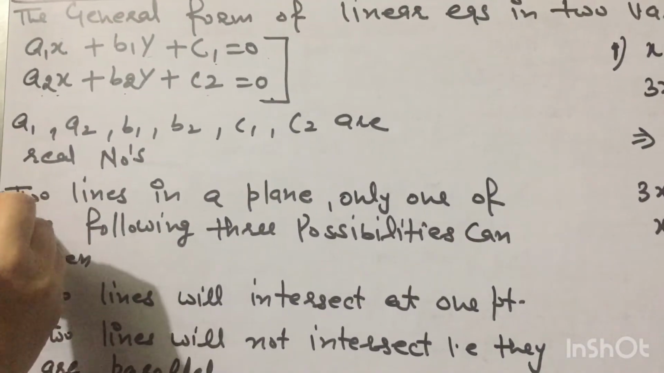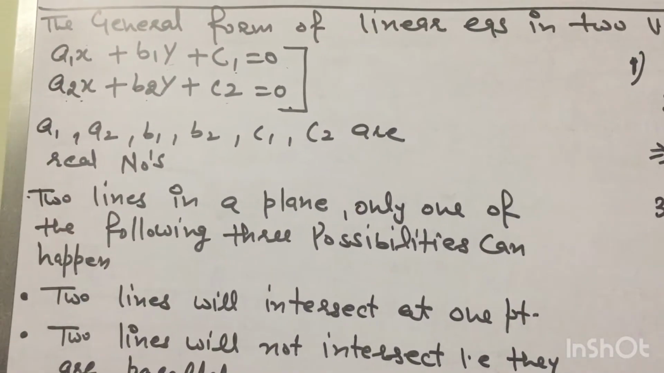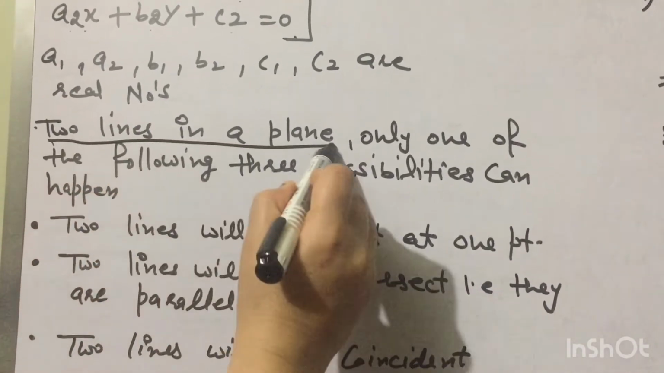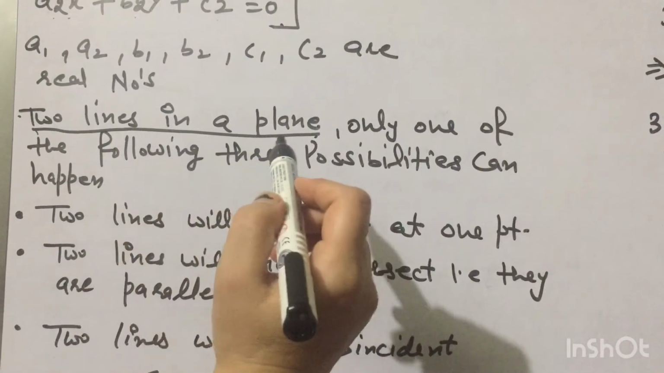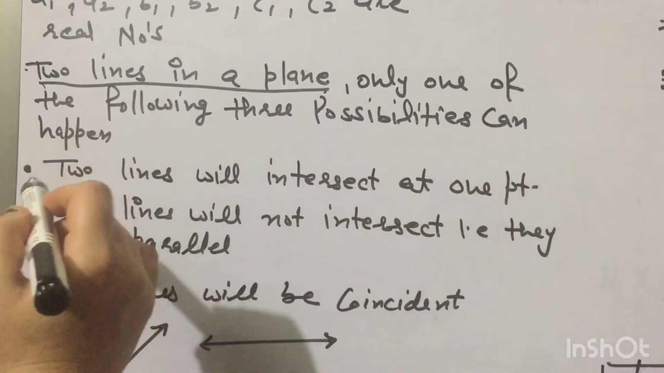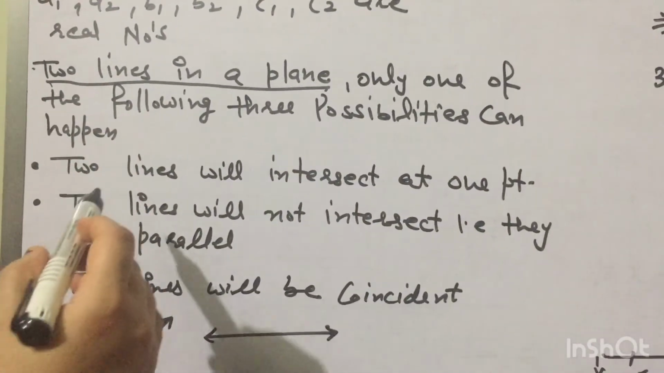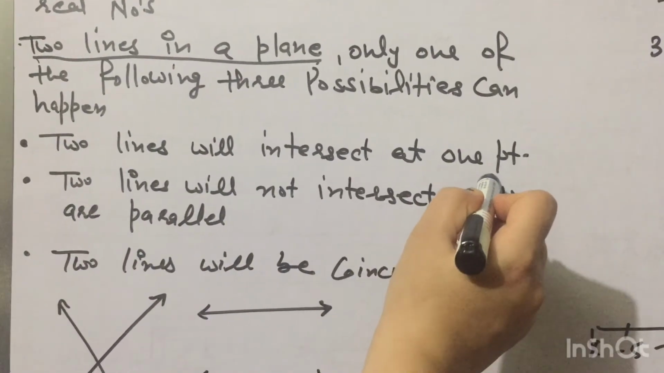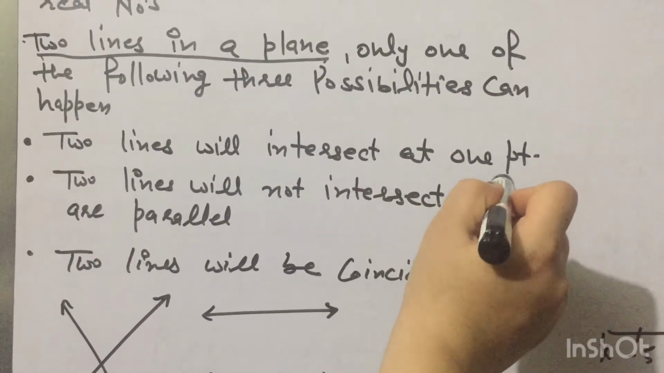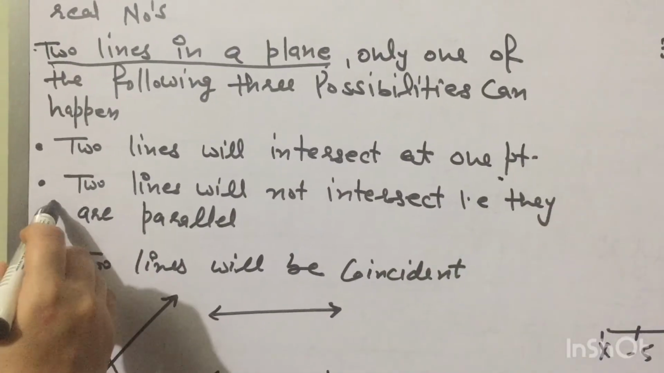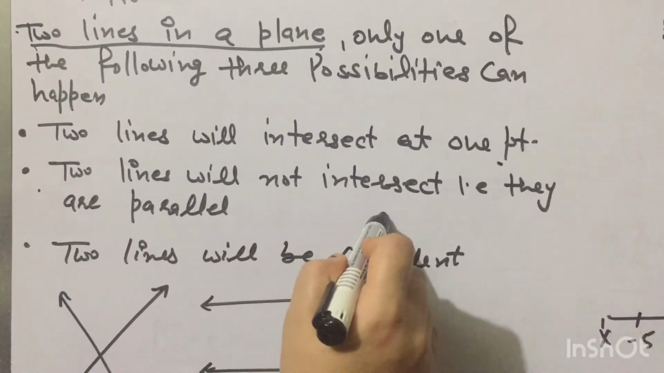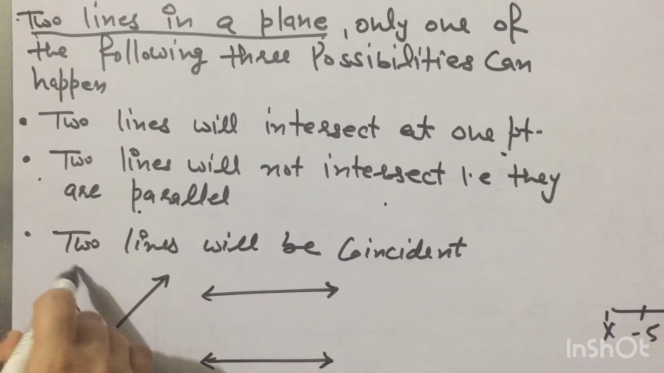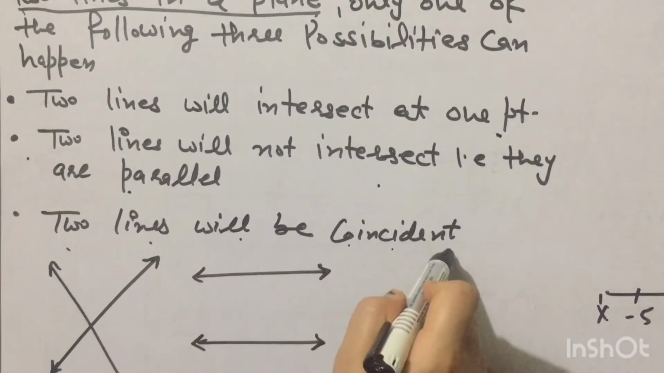Now we know that for two lines in a plane, only one of the following three possibilities can happen. First, two lines will intersect at one point, then it is a unique solution. Second, two lines will not intersect, they are parallel, then there is no solution. Third, two lines will be coincident.